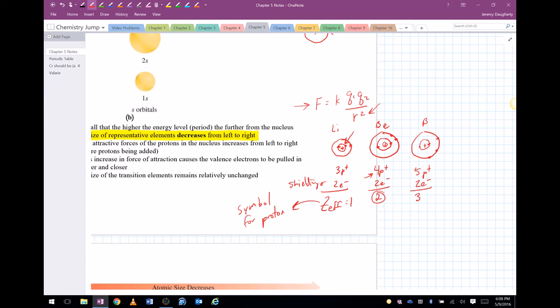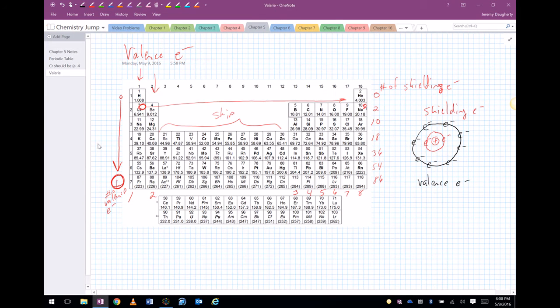So it gets smaller from left to right. Metals are bigger than nonmetals. And then even within nonmetals, they vary in size. So even in here, like carbon is much larger than neon. Phosphorus is larger than argon. Selenium is larger than krypton. Okay?